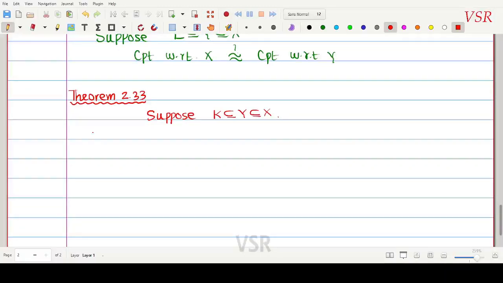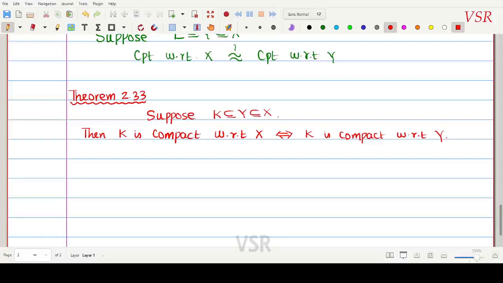Then K is compact with respect to capital X if and only if K is compact with respect to Y. Okay. ரெண்டு ஒண்ணுதாங்க. இது A compact with respect to X இருந்தனா அது with respect to Y ஆவும் அது காம்பாக்ட்டா இருக்கும். With respect to Y compact இருந்தனா with respect to X உம் காம்பாக்ட் தான். இதுதான் சொல்ல போறேன். Okay. So we will prove this theorem.